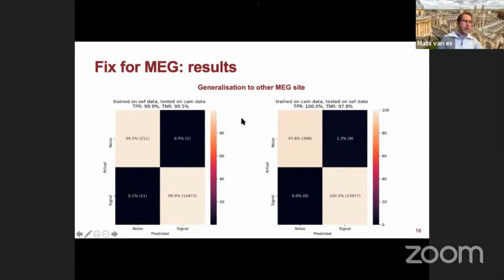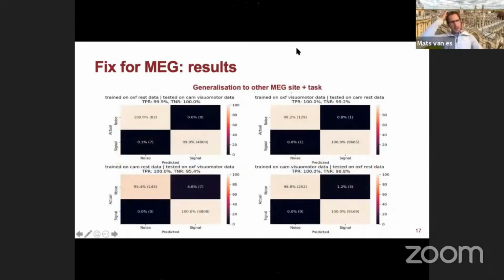And for the other way around, when we train on the Cambridge data and test on the Oxford data, we also see a very high performance, which is very promising for being able to generalize between data sets, and therefore hopefully being able to use a pre-trained model in the future.